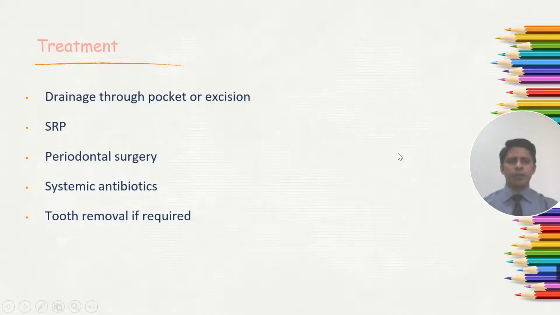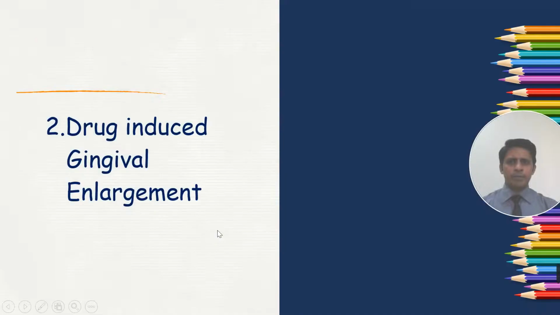The treatment of periodontal abscess: drainage through the pocket or excision may be required, scaling and root planing, periodontal surgery may be required, systemic antibiotics have to be administered, and in severe cases, tooth removal is required. Now, this was all about the inflammatory type of gingival enlargement. Moving towards drug-induced gingival enlargement.